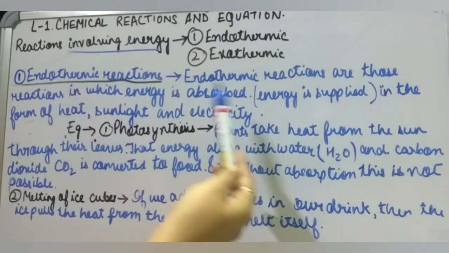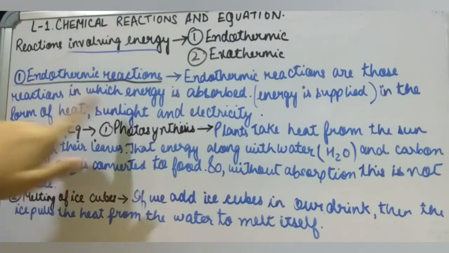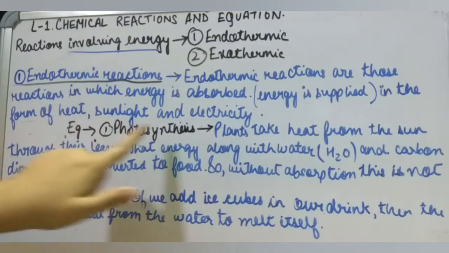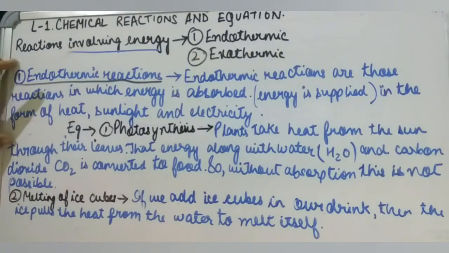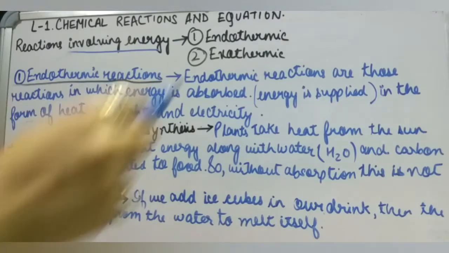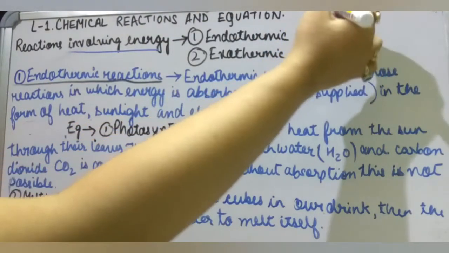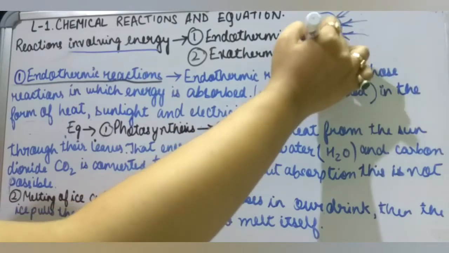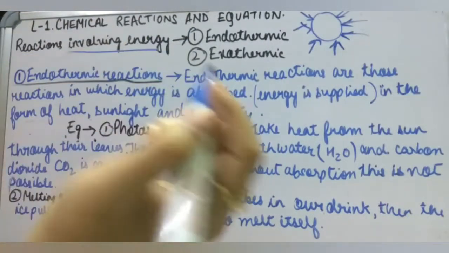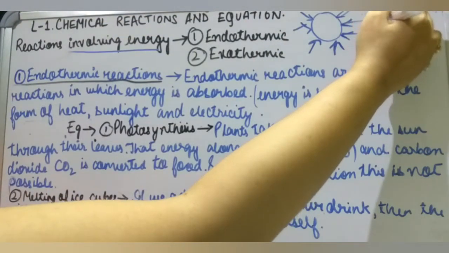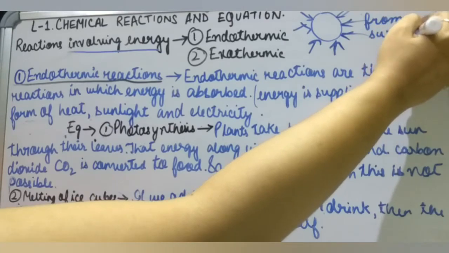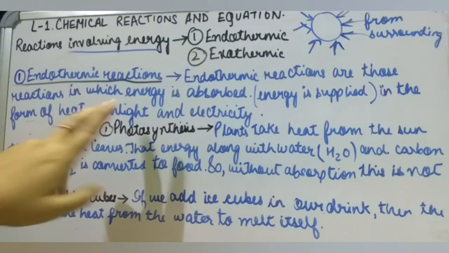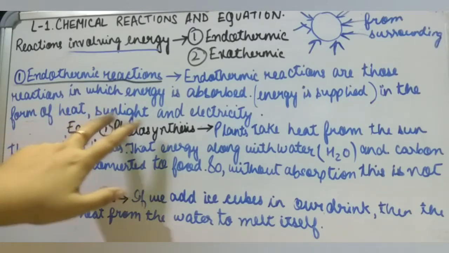What do you mean by endothermic reactions? Endothermic reactions are the reactions in which energy is absorbed or supplied in the form of heat, sunlight and electricity. This type of reaction involves energy, and energy is supplied to it. These reactions take place by absorbing energy. Suppose this reaction is going on here and heat is supplied from outside, from the surroundings. So this reaction we will call an endothermic reaction, since heat is supplied.